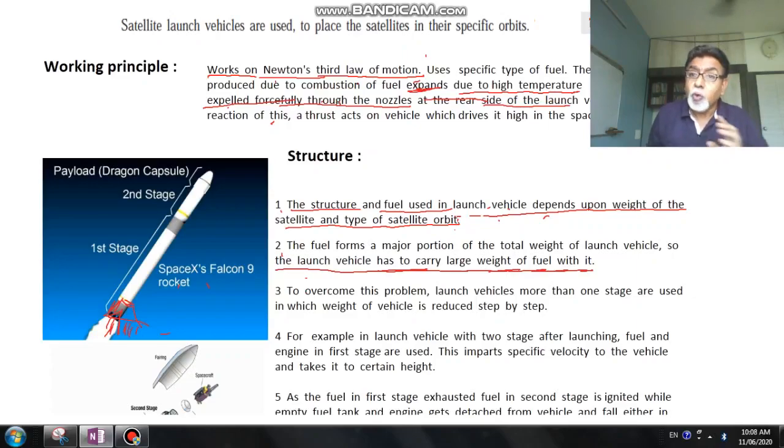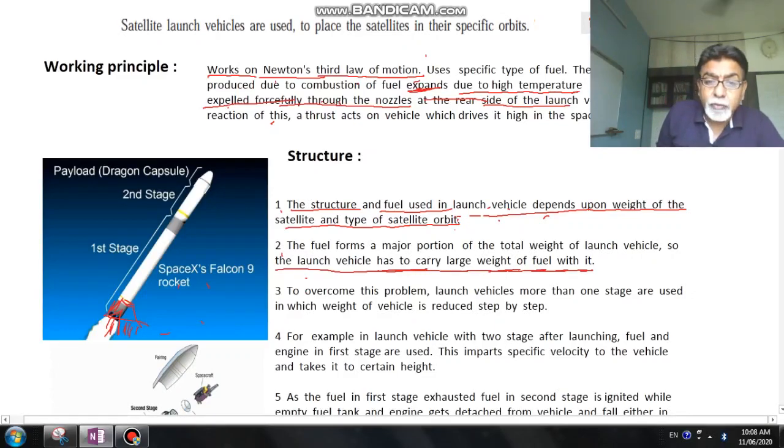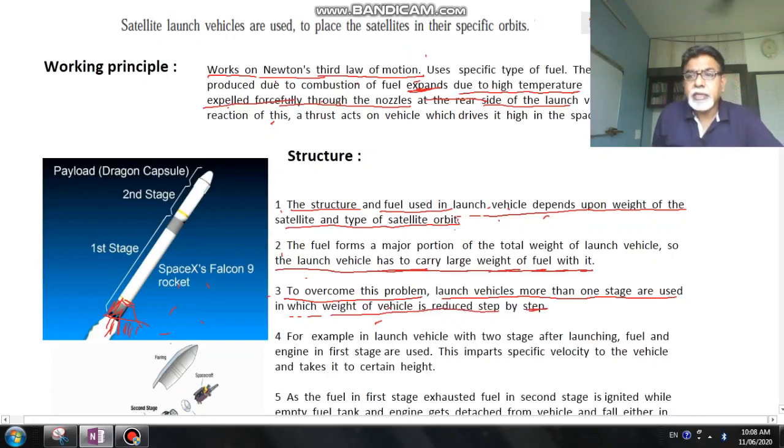Now look here, if the vehicle has more weight, it becomes difficult to launch it. And so to overcome this problem, launch vehicles with more than one stage are used, in which the weight of the vehicle is reduced step by step.